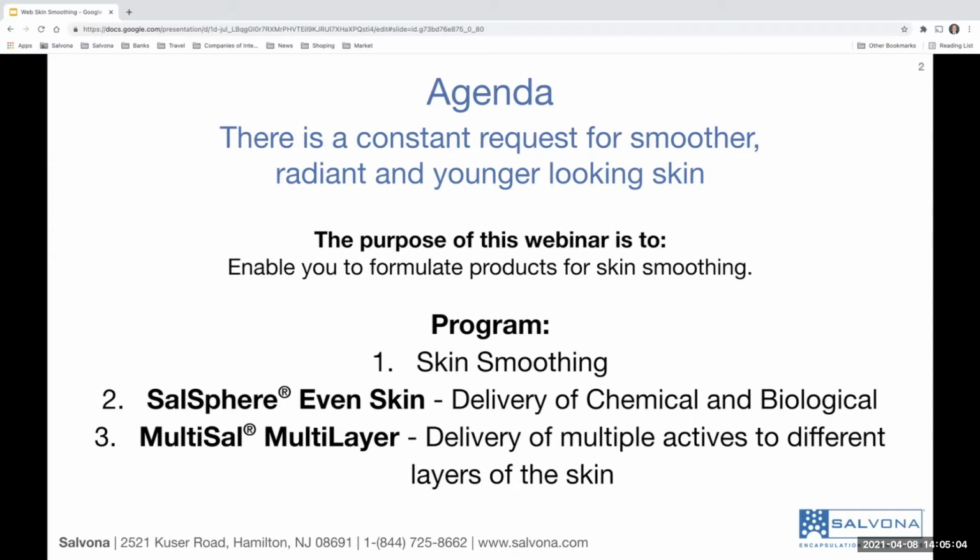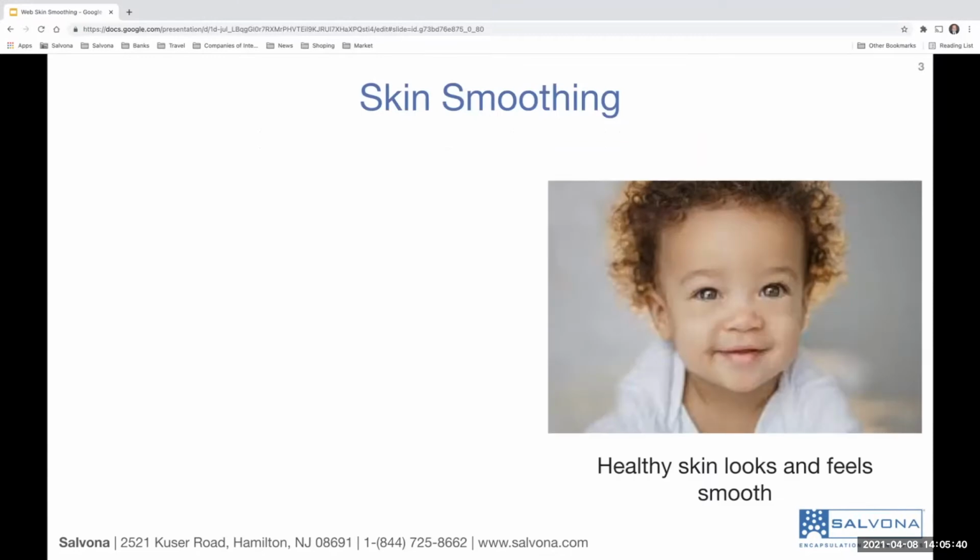This is our multi-cell, multi-layer. Again, multiple active ingredients that deliver at different times and reach different layers of the skin to achieve the same goal, skin smoothing. So this is the program, pretty busy for the next hour, and I hope to keep you interested in what I'm saying and in these technologies, and I hope it will be effective for all of us. So let's start with our first identification, skin smoothing.